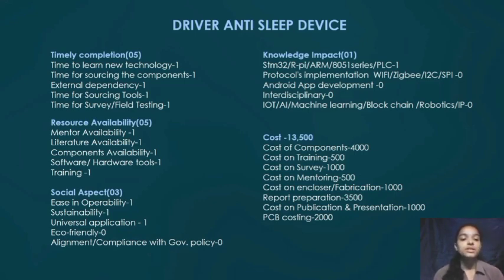Second parameter is resource availability, and these are its 5 sub-parameters. First is mentor availability. If mentor is available, we have to give it score 1, otherwise 0. And second is the literature availability. If literature is available on Google or in any books, we have to give it score 1, and if it is not, we have to give it score 0.